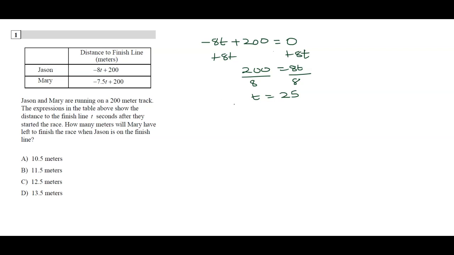So I want to find out how many more meters Mary is still going to have to run when Jason is done. So what we're going to do now is minus 7.5 multiplied by 25 plus 200. If you put this in a calculator, you should get negative 187.5, plus 200.